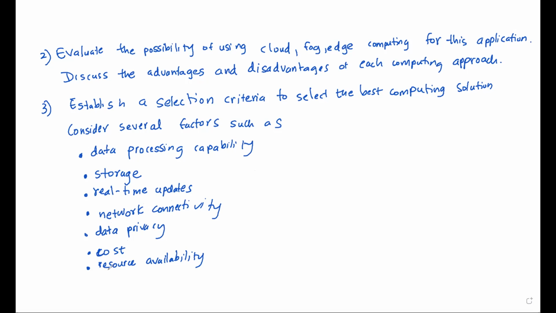And apart from that, resource availability, whether the resources are enough for us to do cloud computing. I mean, what are the resources required, whether resources are available for us, and so on. So you can consider these factors and create a selection criteria that allows you to select the best computing method for your system. So this is basically the second and third questions, right? So I will erase these questions as well.